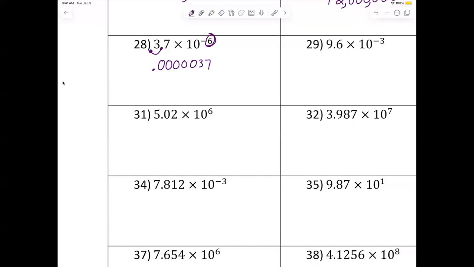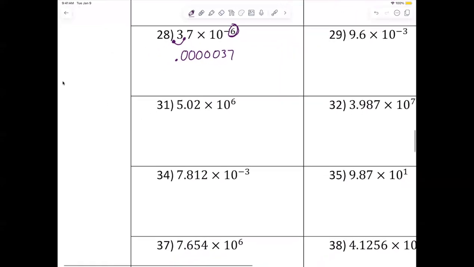7.3 million? No, it can't. It has to be 37. The number here is 37. So is it 37 hundredths, 37 thousandths, 37 ten thousandths? I'm not sure, so we're going to remind you of the decimal places.